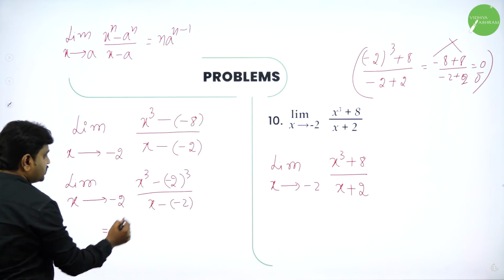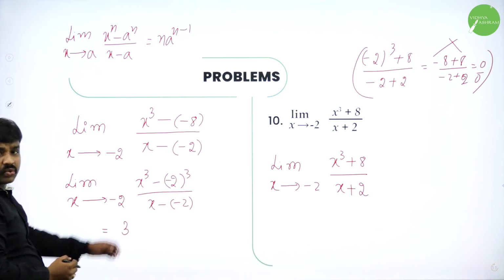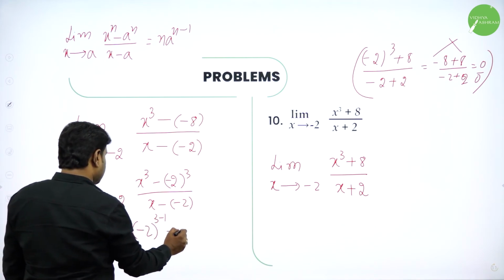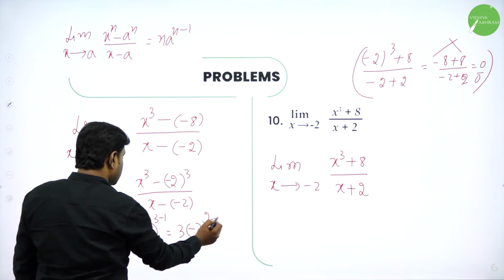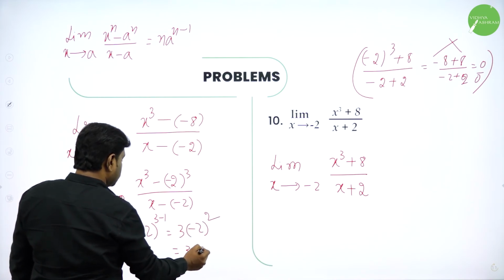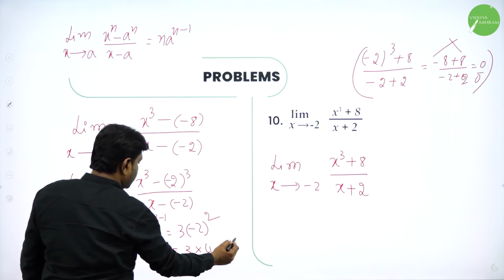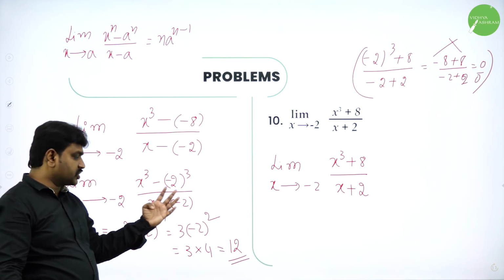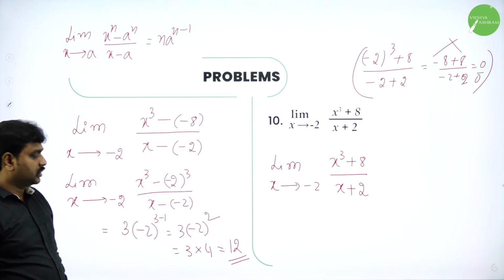So now what is the answer for this? N into a power n minus 1. N is what? 3. 3 into minus 2 power 3 minus 1. That will be 3 into minus 2 power 2. That is 3 into 4. Answer is 12. I hope all of you got it. Minus 2, the whole square becomes what? Plus 4. 4 3s are 12.